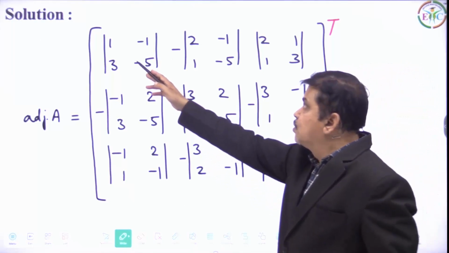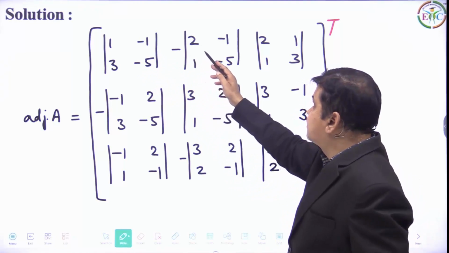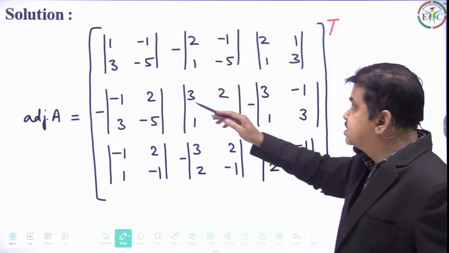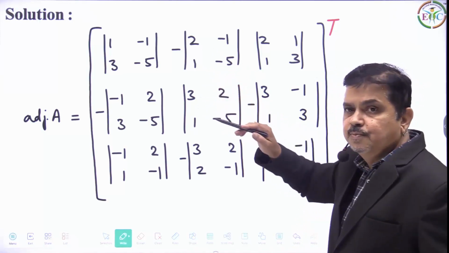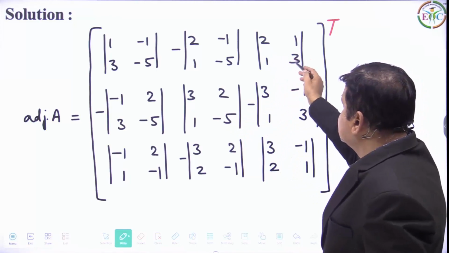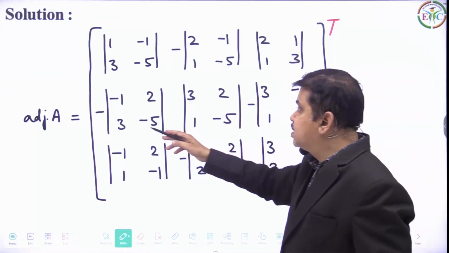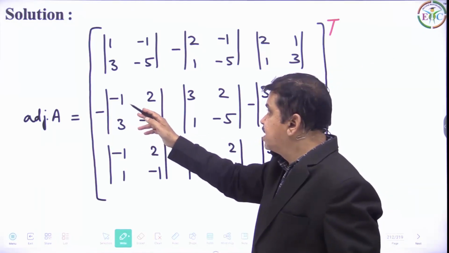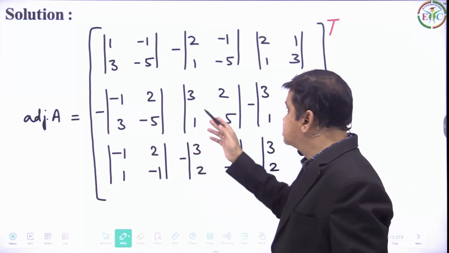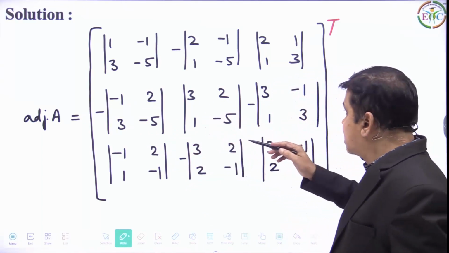So we have 1 minus 1, 3 and minus 5, and then we have minus of 2 minus 1 and 1 minus 5. This is the cofactor of A12, and the cofactor of A13 is 2, 1, 1, 3, the elements of the determinant. The cofactor of A21 is minus of minus 1, 2 and 3 minus 5, and the cofactor of A22 is 3, 2 and 1 minus 5. So we need the values of these determinants.